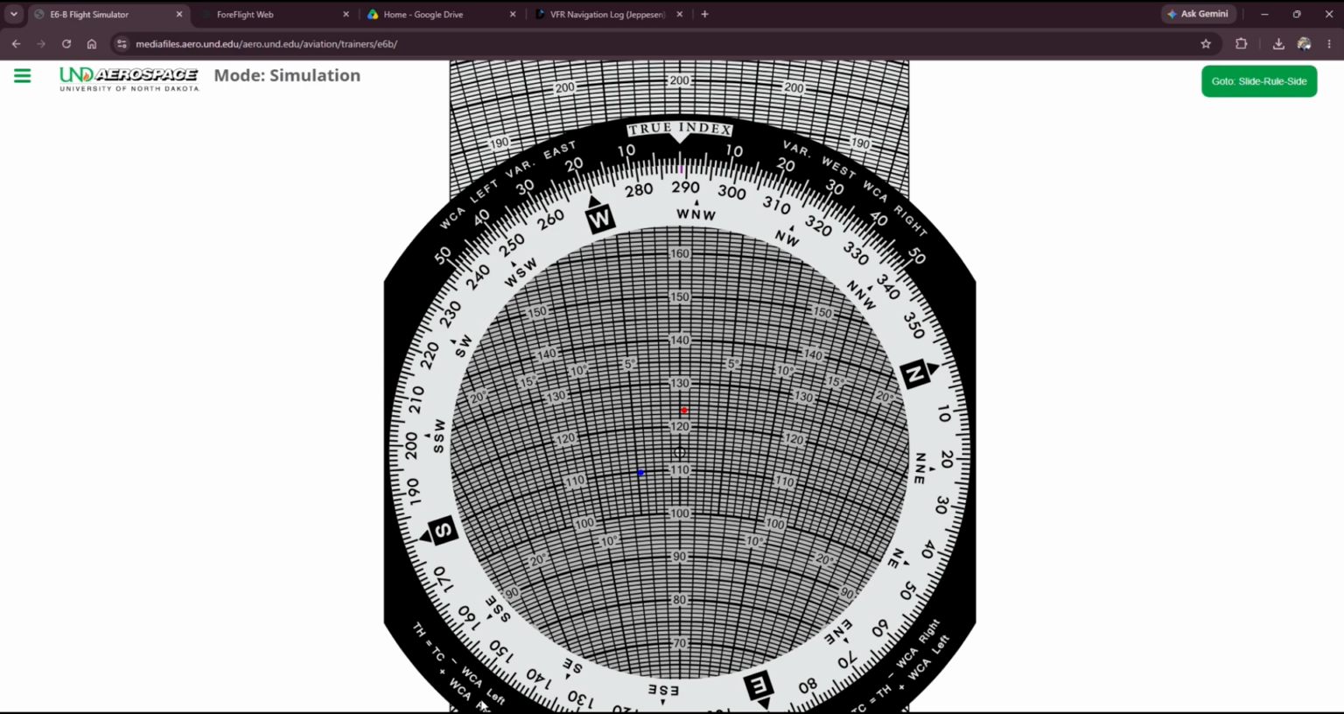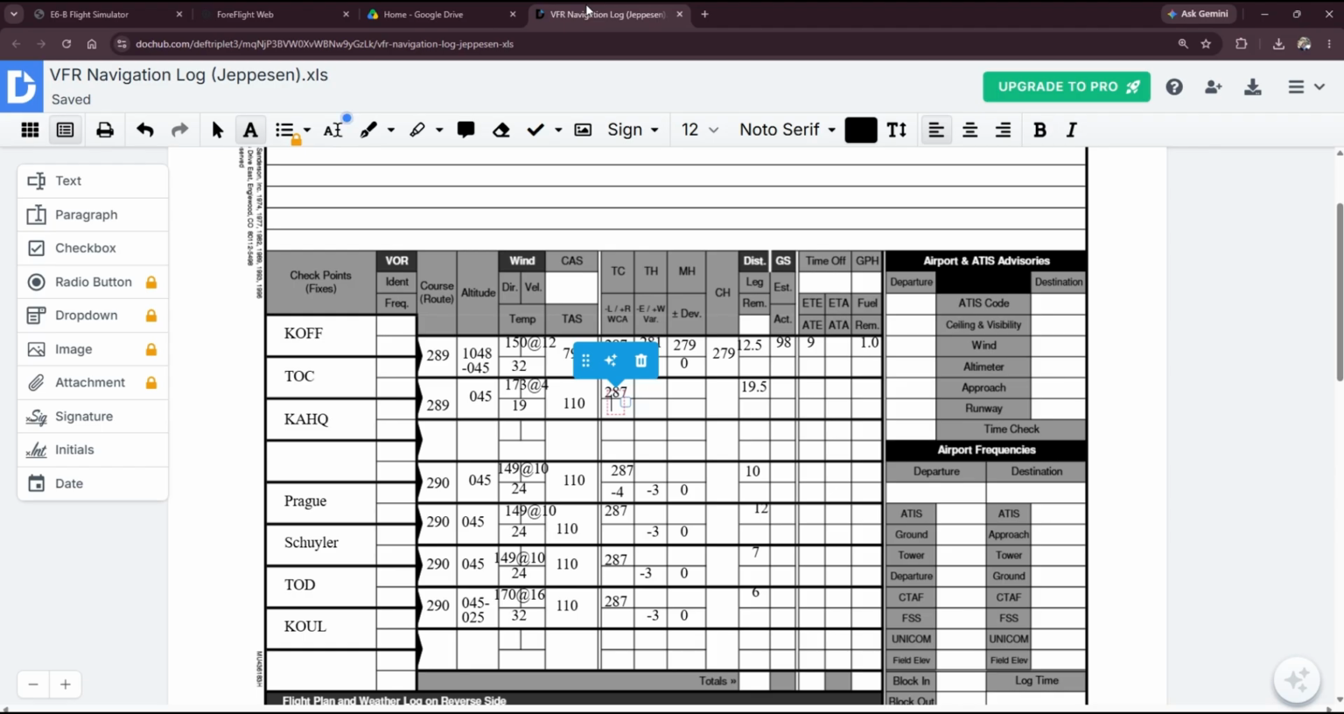Once again, off the winds, we're going to have a quartering tailwind, so it makes sense that our open dot is going to be faster than our true airspeed dot. So let's see here. 1, 2, 3. Looks like 114 is going to be our ground speed there. So we'll go back over here and mark our ground speed as 114.